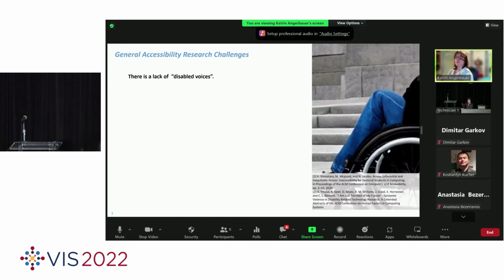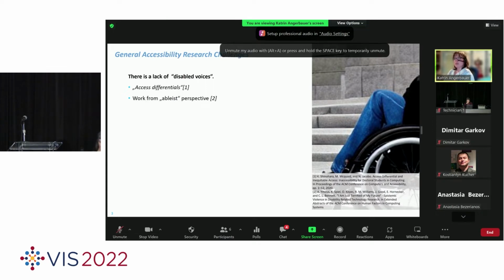But before we go to visualization, let's talk a bit about general challenges. You might recognize some of them also from the keynote earlier. First of all, there's a lack of disabled voices in academia. Why? Well, because there's an access differential, so disabled scholars have to put in substantially more work to be successful. And even in accessibility research, there's still a lot of work from the ableist perspective, where non-disabled people are considered to be the norm to be compared against. And this effectively silences disabled voices.